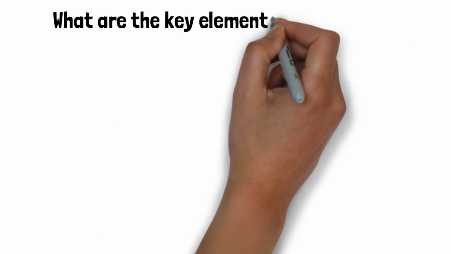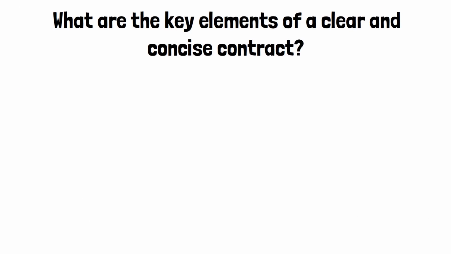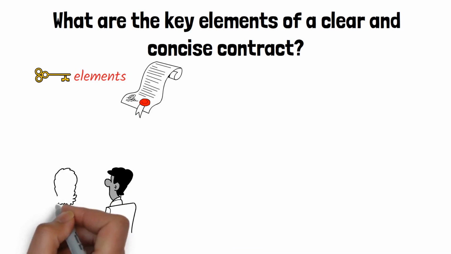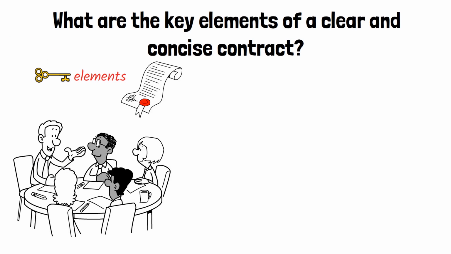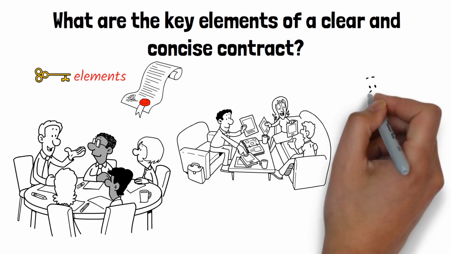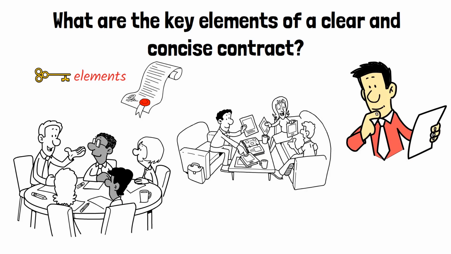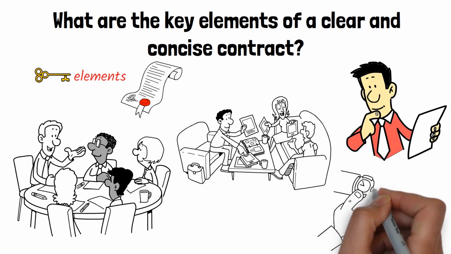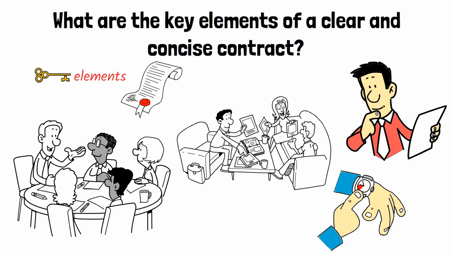What are the key elements of a clear and concise contract? The key elements of a clear and concise contract are an unambiguous statement of the parties' agreement, an explicit description of the scope and purpose of the contract, clearly defined responsibilities and obligations, and a precise timeline for when the contract is to be completed.